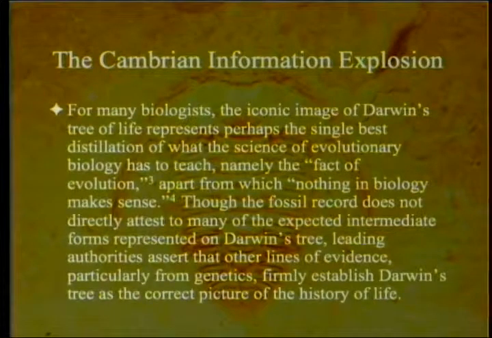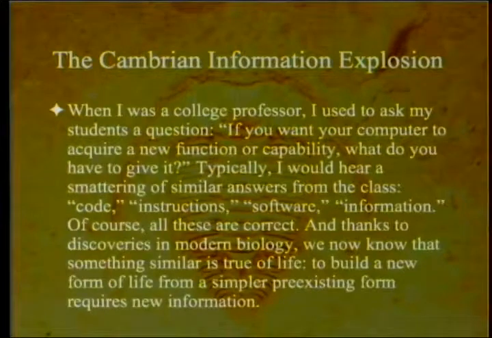For many biologists, the iconic image of Darwin's tree of life represents perhaps the single best distillation of what the science of evolutionary biology has to teach, namely the fact of evolution, apart from which nothing in biology makes sense. Though the fossil record does not directly attest to many of the expected intermediate forms represented on Darwin's tree, leading authorities assert that other lines of evidence, particularly from genetics, firmly establish Darwin's tree as a correct picture of the history of life, and we discuss that in Chapter 6.